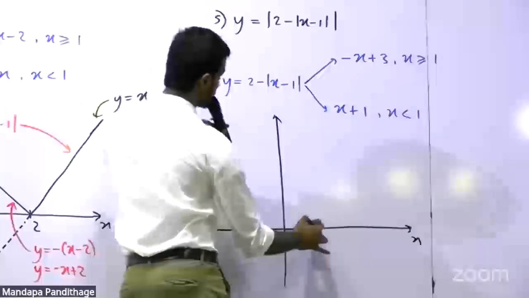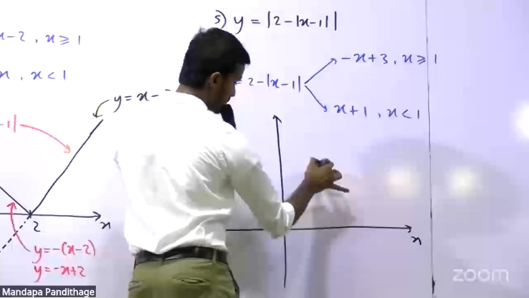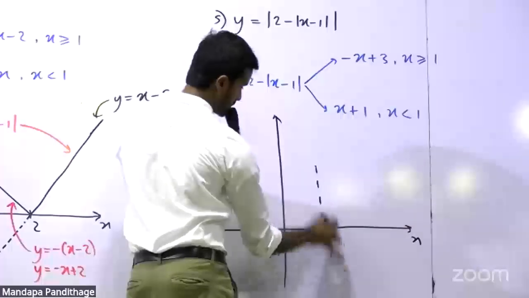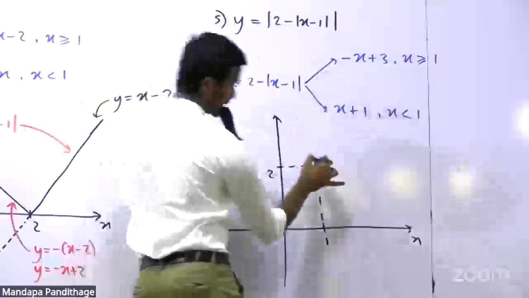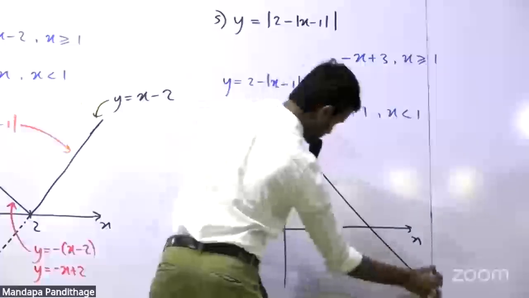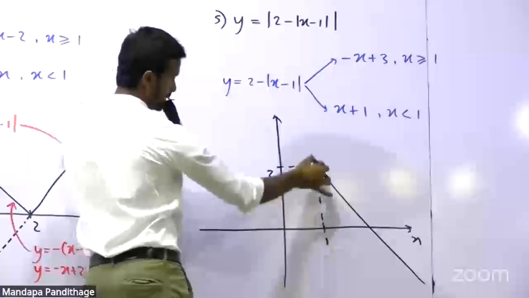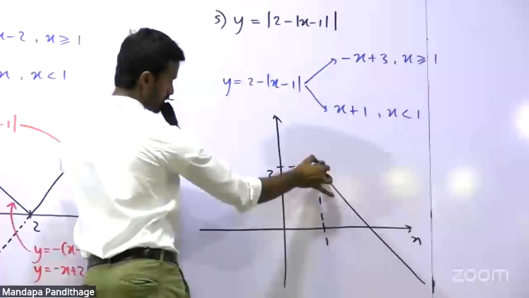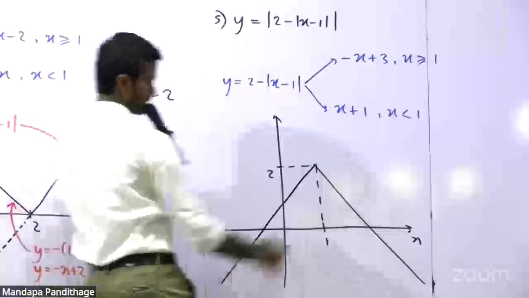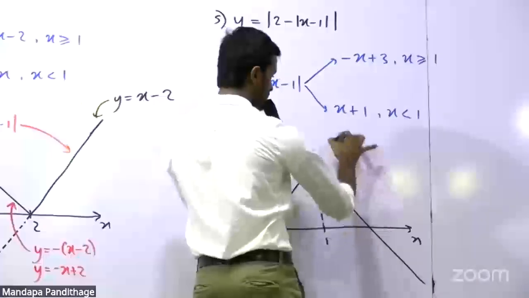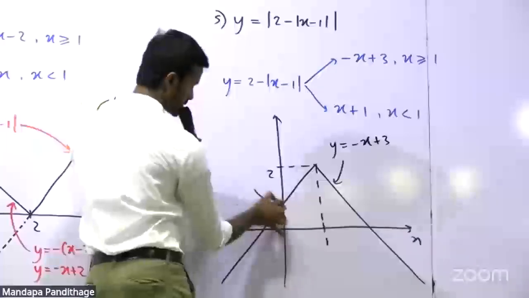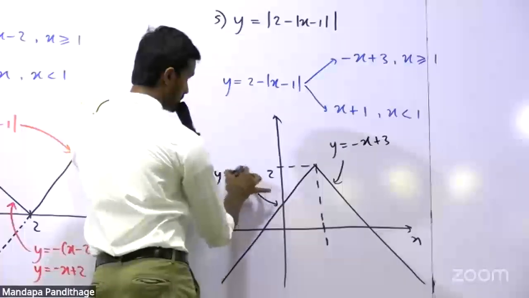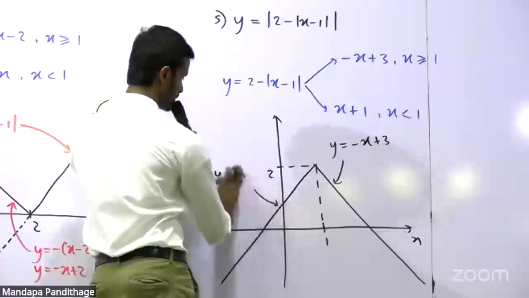So at x equals 1, this one gives you plus 2. So from here, draw minus x plus 3, which means it goes in this way. And here it's x plus 1 starting from here. So when you're naming, this is y equals minus x plus 3. And this is y equals x plus 1.